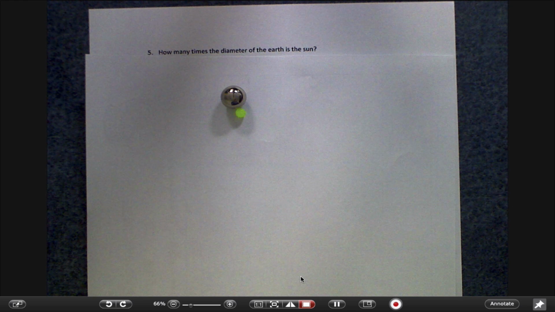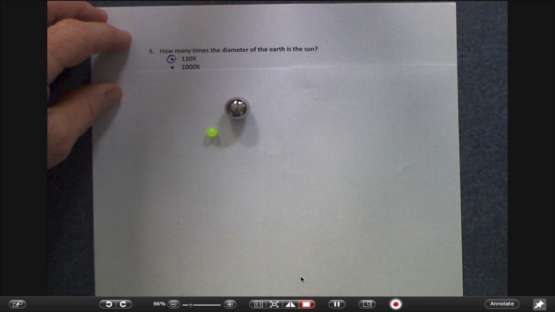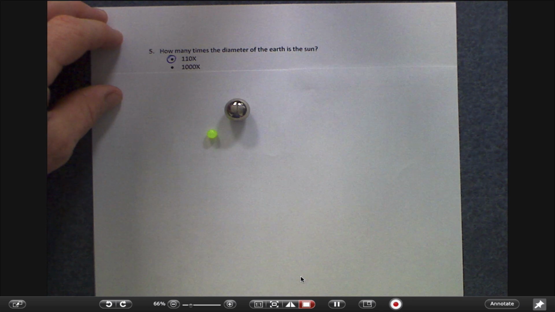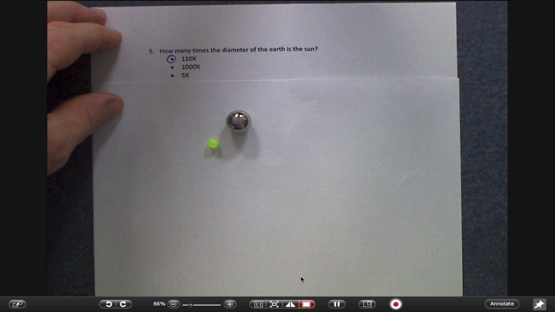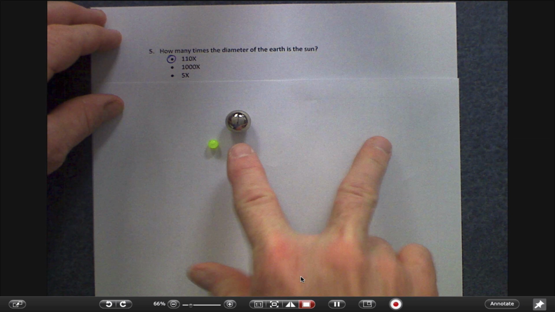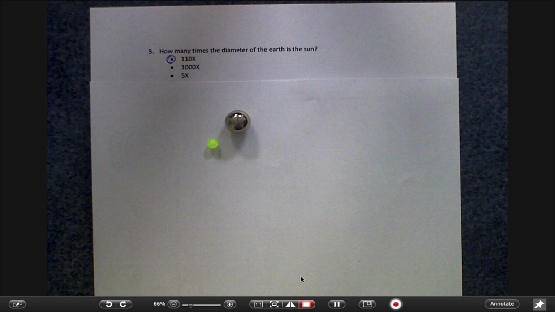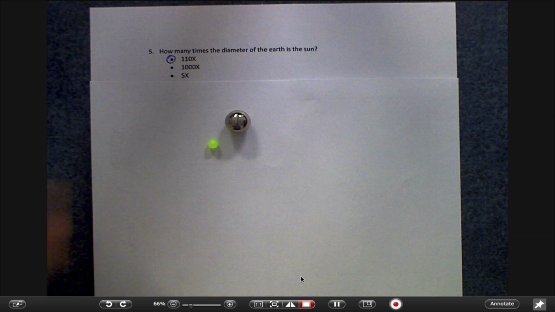So here's this question. How many times is the diameter of the Earth the sun? And it's 110. Now, this one right there would say 1,000. That's a little bit too big. That would mean 1,000 of these side by side. And this would be 5 times these. 5 of these would be about that big. And that's obviously not even close to the sun that we had on our whiteboard the day that we did this. So really try and remember that walk-off we did.